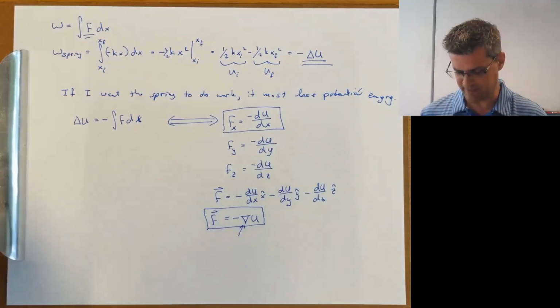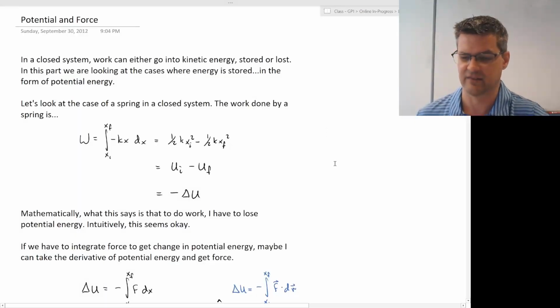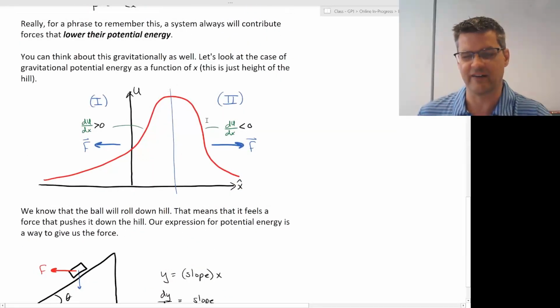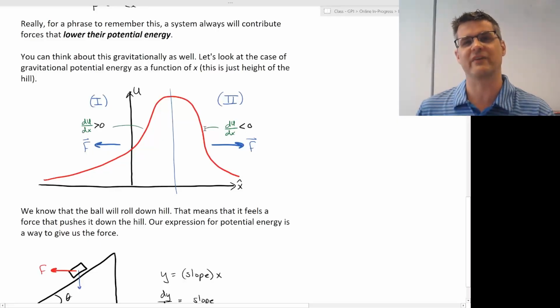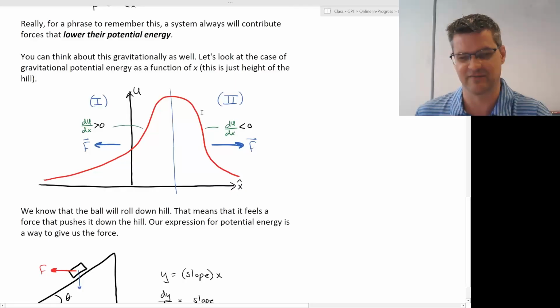So what I have in the notes to look at this is going down here to the bottom. What if I had a weird peak function like this? On the right-hand side, the derivative of energy with respect to x is a negative slope, which means that we have a positive force or a positive x component of force. Things are going to get pushed to the right if put on the side of this hill.